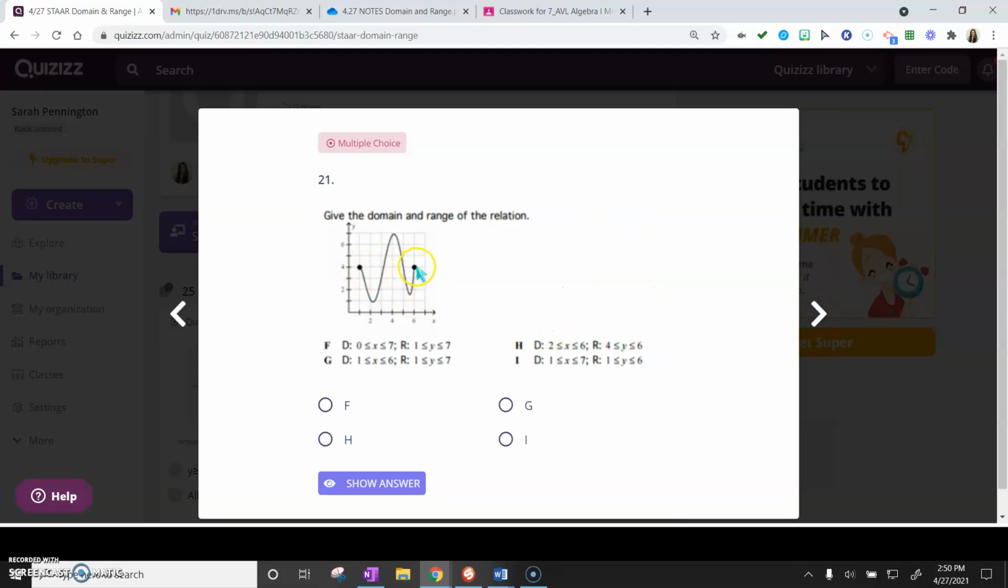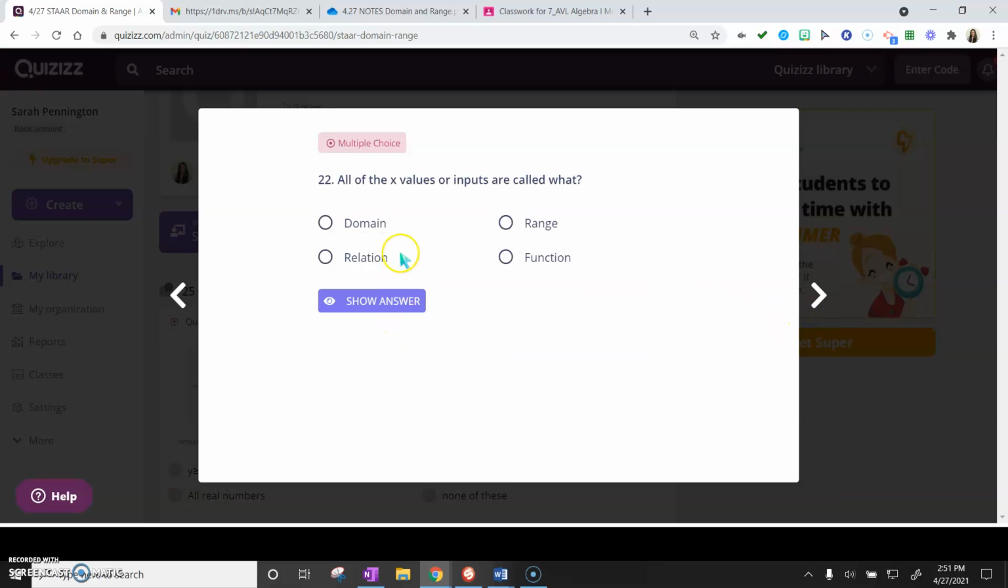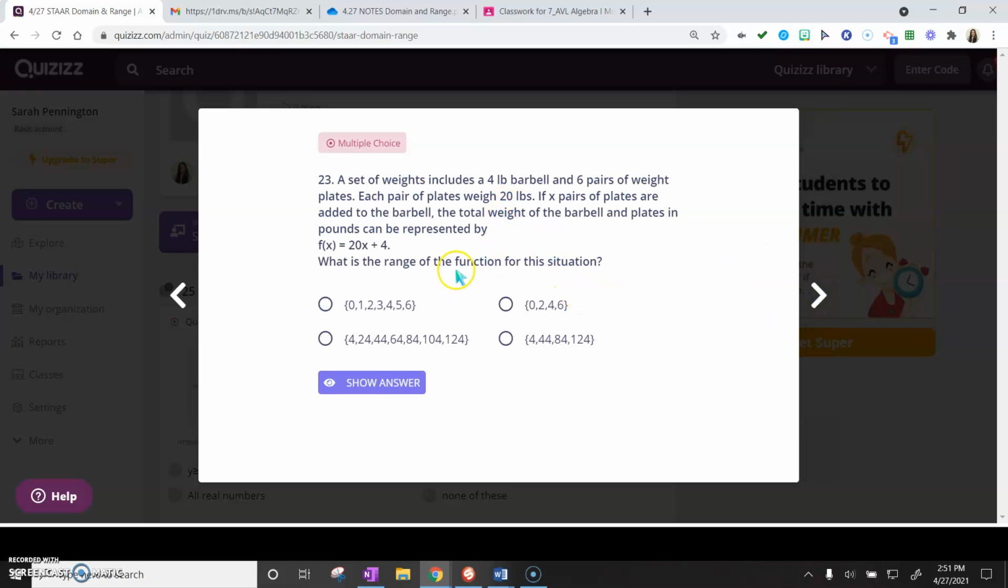Domain is how far it goes left to right, so from 1 to 6. My range is my lowest point to highest point. That looks like 1 to 7. All right, x values are called domains. We've done this one several times.